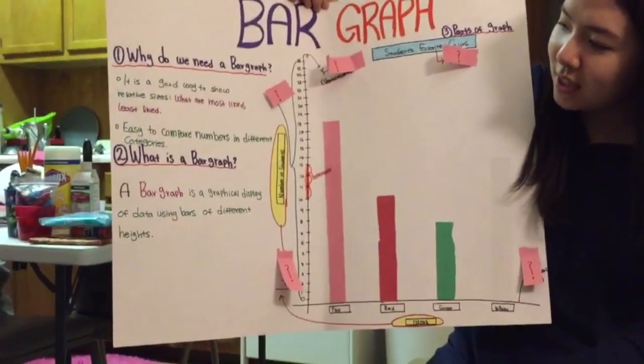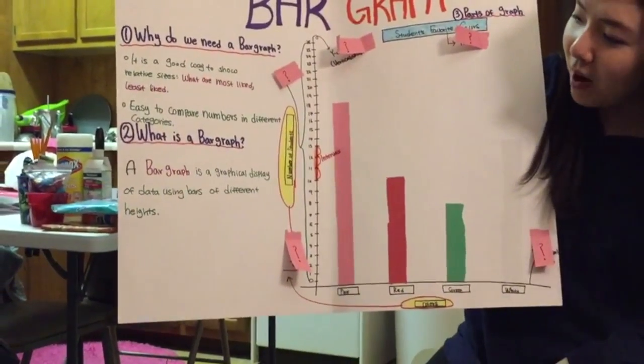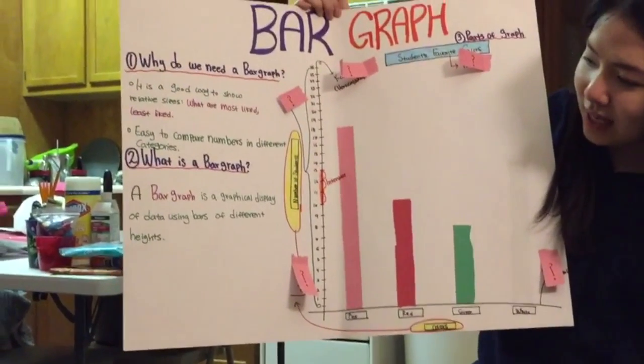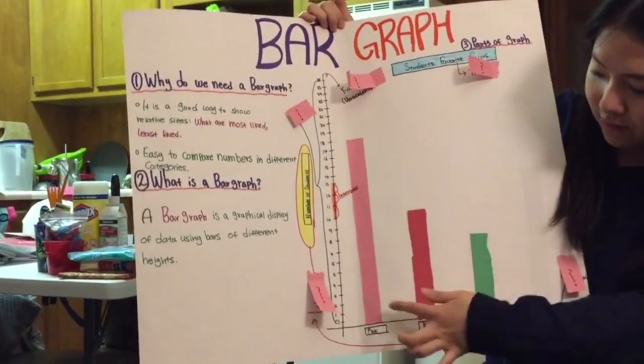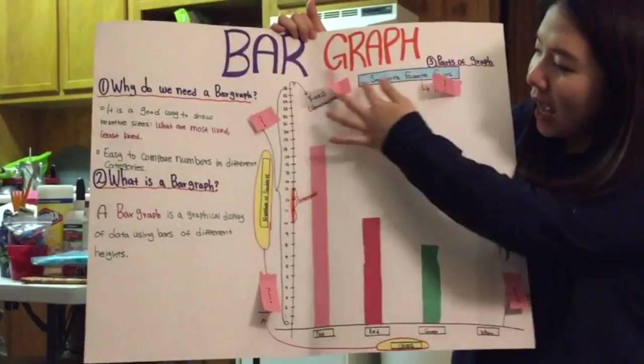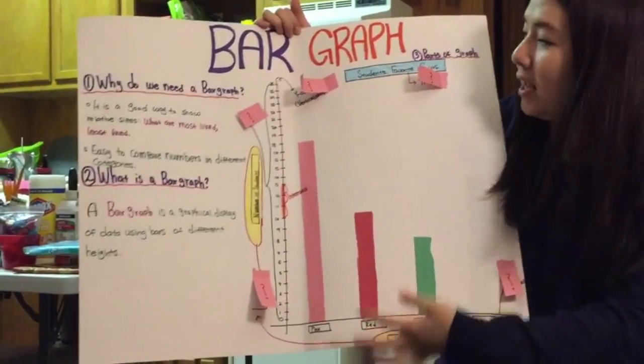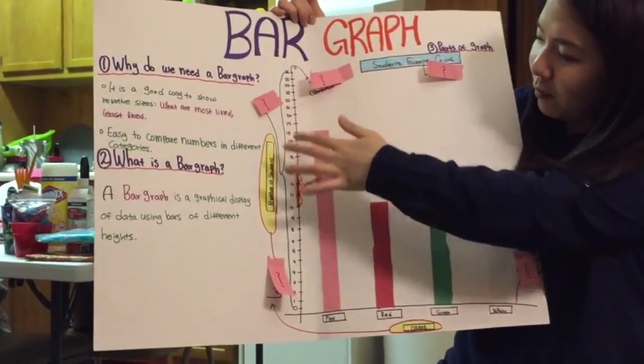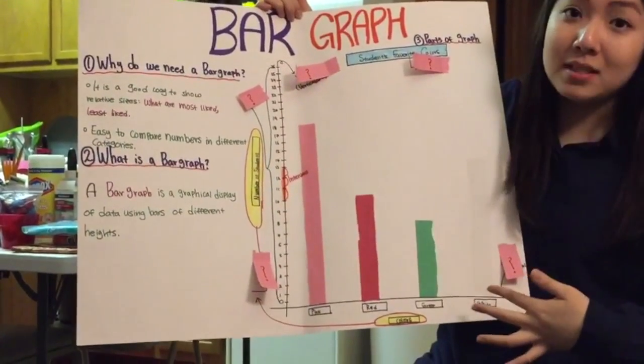The second question is, what is a bar graph? A bar graph is a graphical display of data using bars of different heights. So this is how the bar graph will look. And in this pink square, we're going to learn about different components of a bar graph.